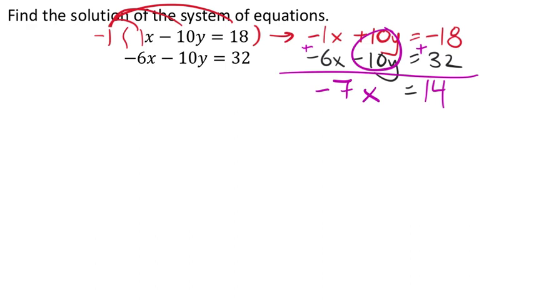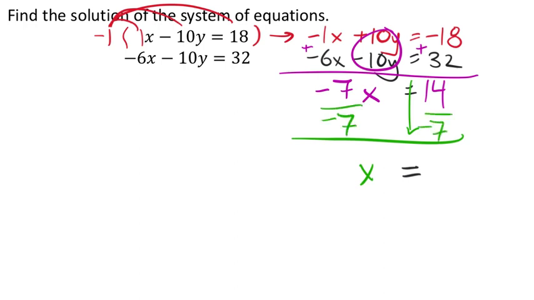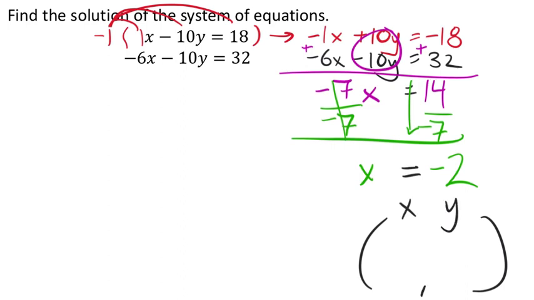Okay, so we now have a one-step equation to solve, because what we would like this to be is just a regular phantom 1x. So we'll take that negative 7, we'll divide it by itself, but if I do it to one side, I've got to do it to the other side. So that'll be a phantom 1x. 14 divided by negative 7 is negative 2. So we just found the x value in our ordered pair, x and y.